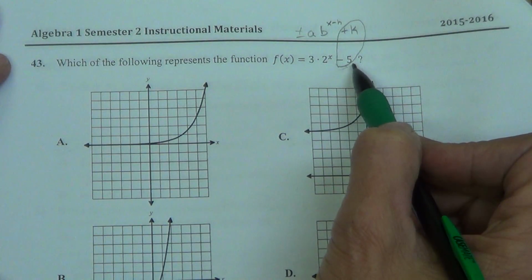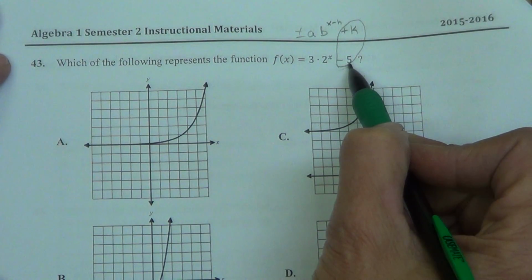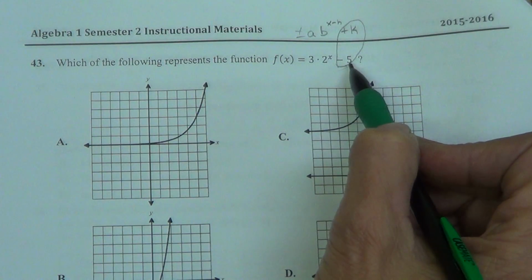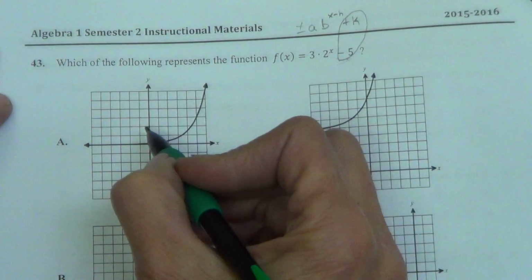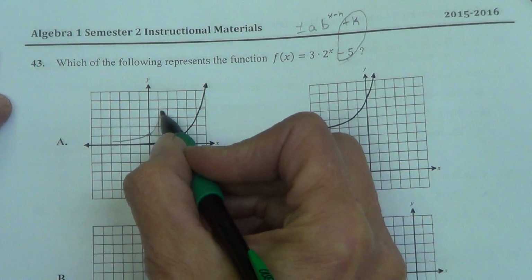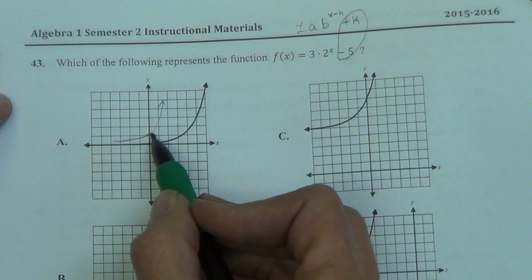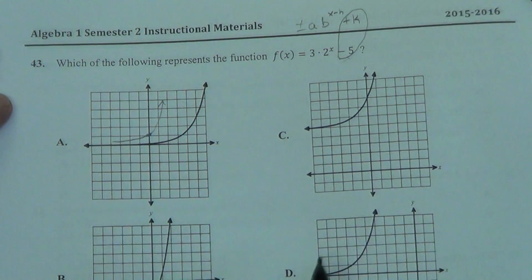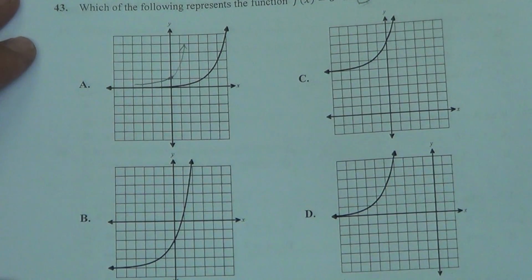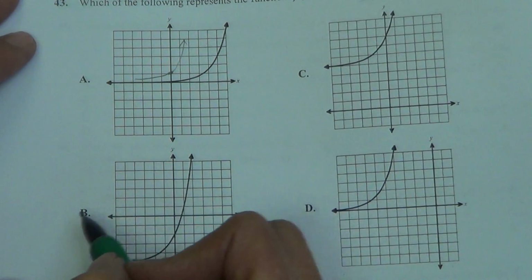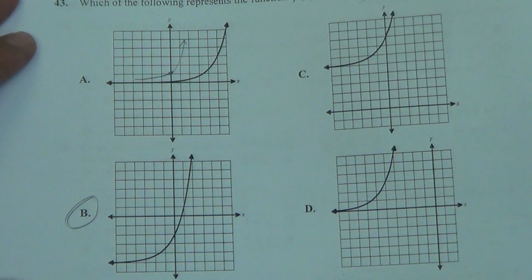So we've got to shift down 5. Our typical parent function crosses right at 1. If you remember right, it crosses like this on the graph. So we're looking for it to shift down 5 from that 1. Look around the graphs. You should be able to see which one shifted down 5. If you spotted this one, you're correct. That is the correct answer.